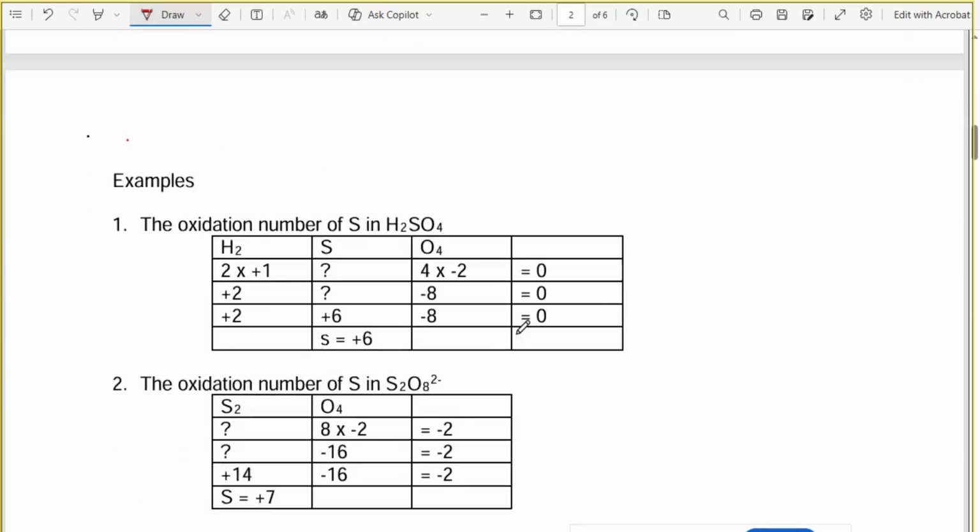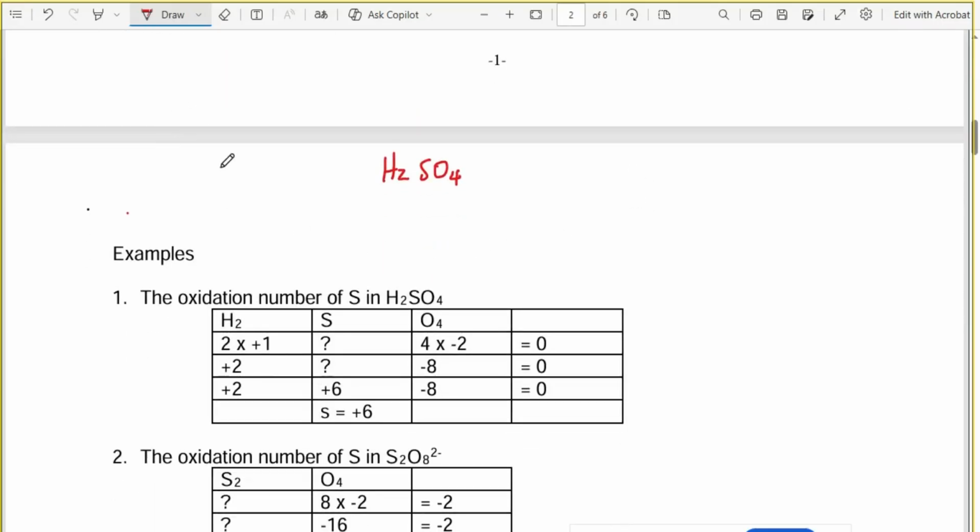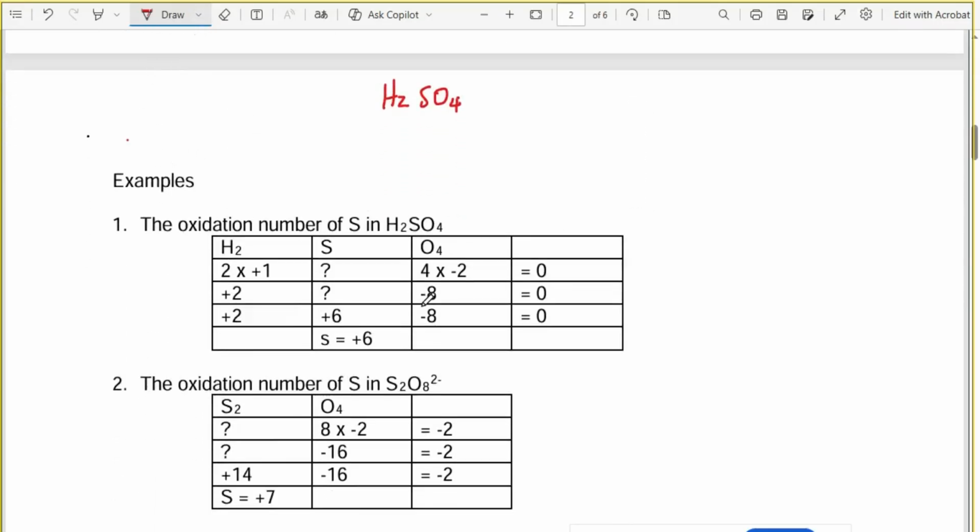Let's try and work on an example. I'm just going to explain example one so that you can get how this works. The question says that you are given sulfuric acid, H2SO4. And let's say they ask you, what is the oxidation number of sulfur in sulfuric acid? Let me take this step by step. I don't want to get too excited, because then you won't be able to understand the concept.